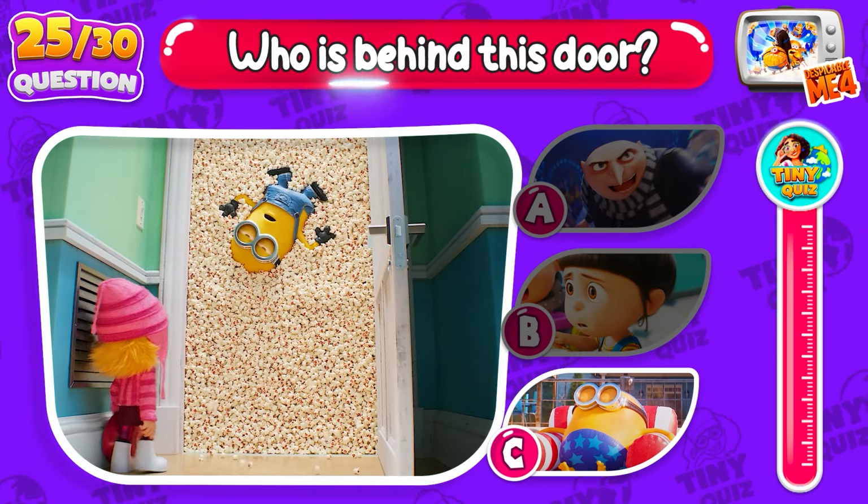Question 26. What will they do next? They take a photo! Yay!